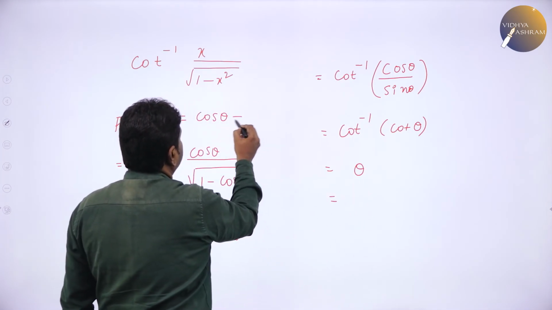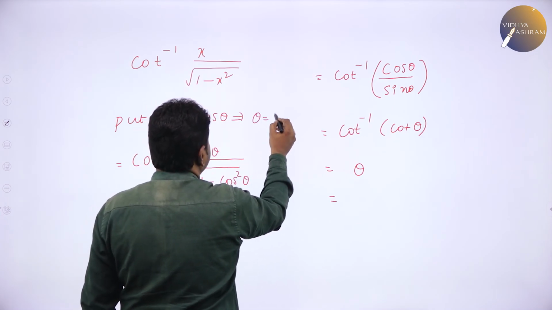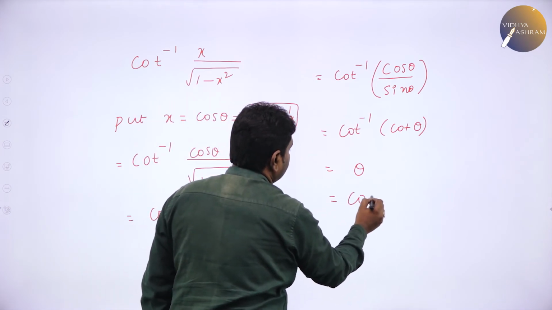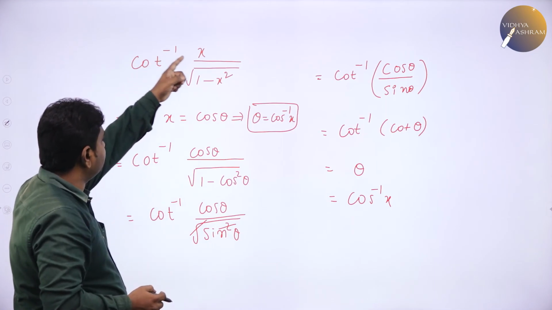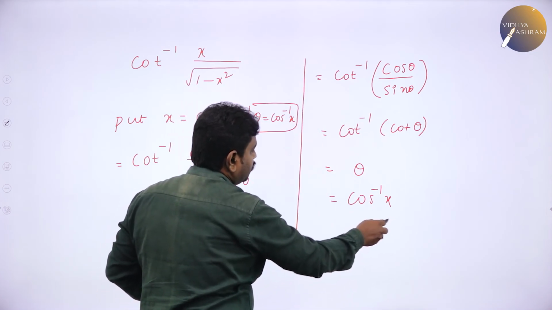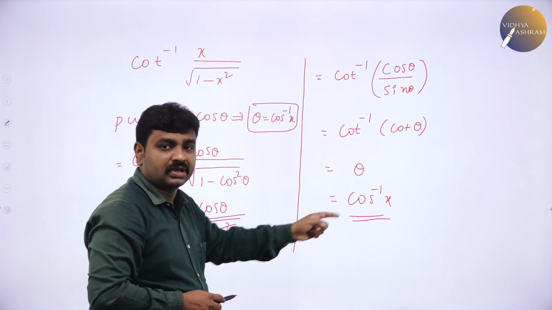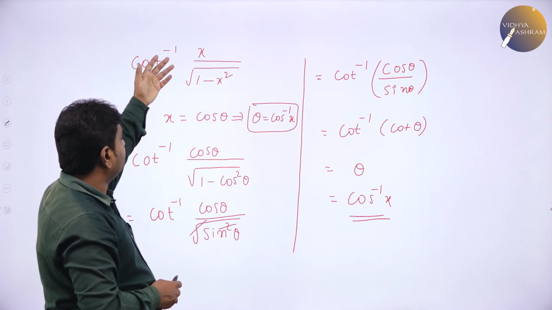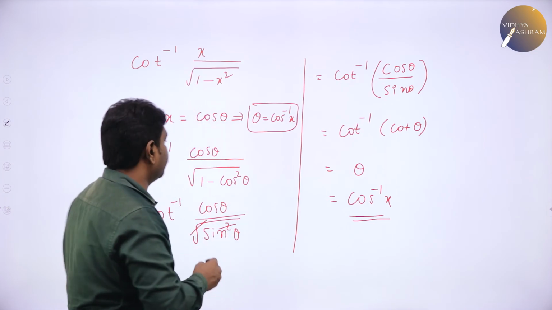What is theta? Transfer cos to that side, so theta becomes cos inverse x. So cot inverse of x divided by root of 1 minus x square is equal to cos inverse x. Now we wrote this complicated form in simple form. Here we have numerator by denominator, but here we have only numerator. Here we have so many terms, but here we have only one term. They wanted the simplest form, and we wrote it.